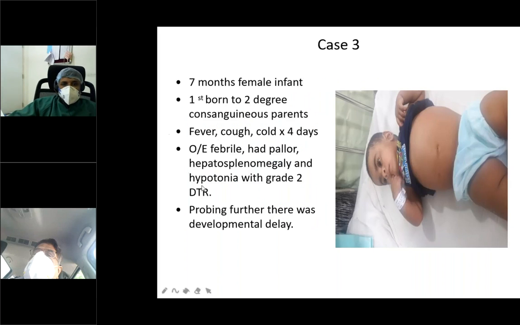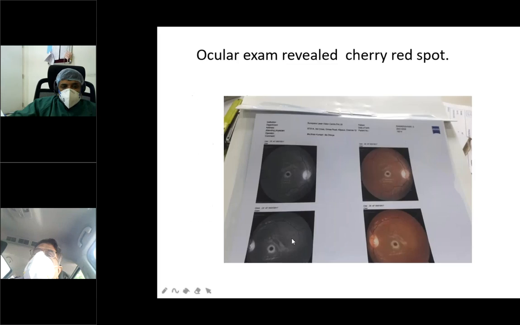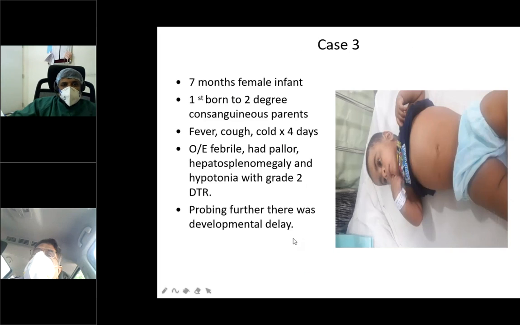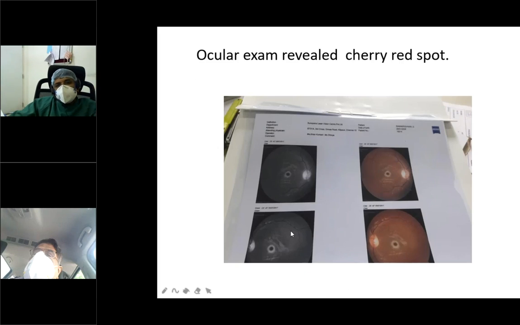Now, moving on to the next case, this is a 7-month-old female infant. She's first born to second-degree consanguineous parents, presented to us with a lower respiratory tract infection. On examination, this baby had hepatosplenomegaly with pallor and hypotonia. Probing only, the parents gave the history of a developmental delay. Right? So, consanguinity, abdomen distension favoring an organomegaly, hypotonia, right, with the respiratory tract infection. Always think in terms of an underlying metabolic disorder.